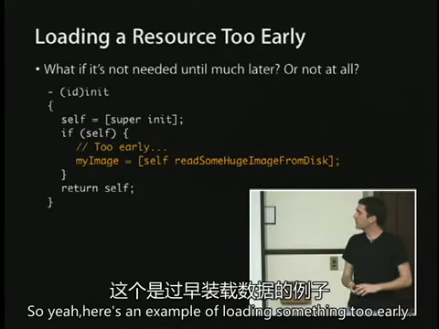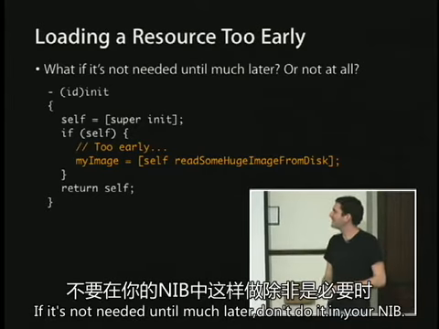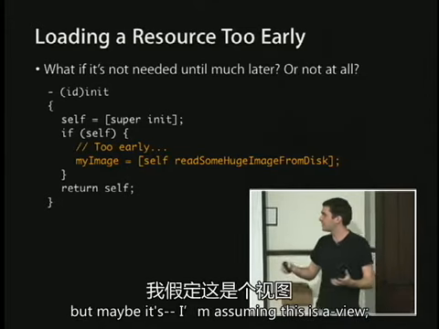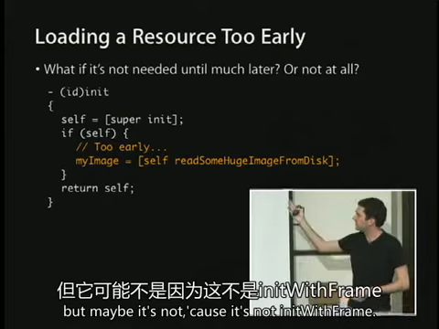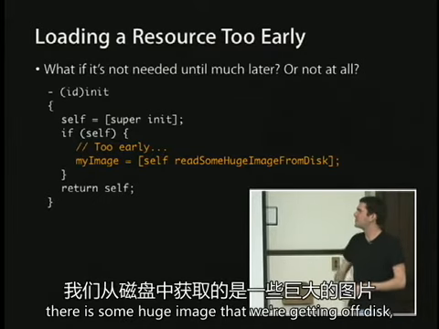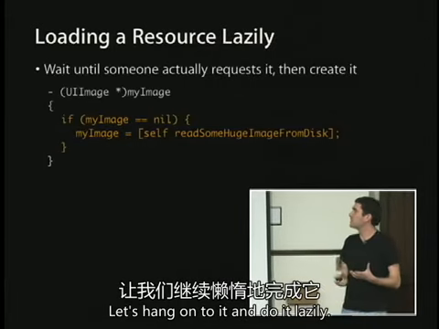So here's an example of loading something too early. We just kind of talked about this. If it's not needed until much later, don't do it in your init. I'm assuming this is a view, but maybe it's not, because it's not initWithFrame. But if you don't need this data right now, like some huge image that we're getting off disk, don't load it in init. Let's hang on to it and do it lazily.